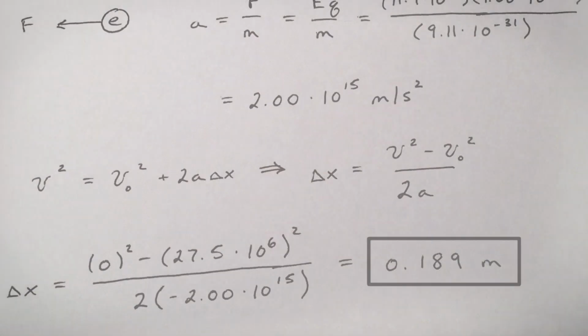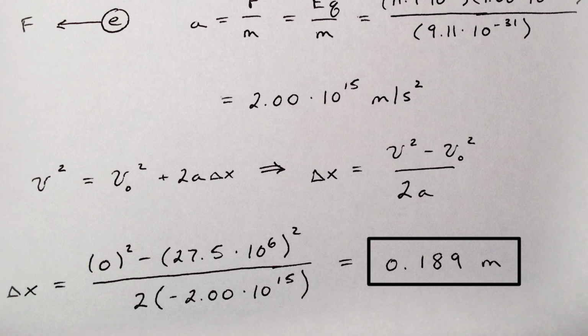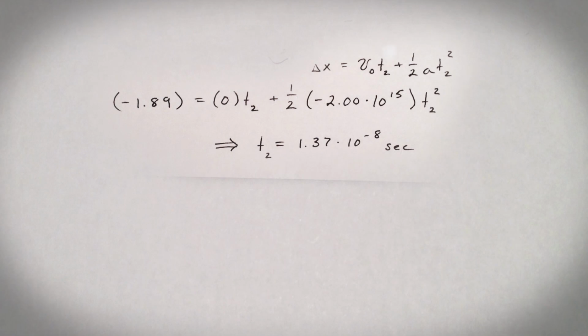Now we're going to look at the amount of time it takes the electron to move from that point where its speed is 0 and go back to its original position. In this case, the electron is going to be traveling the distance that we found in part A, the distance that it took the electron to stop, but in this case it's going to be the negative distance because we want to know what time the electron goes back the distance that it came.